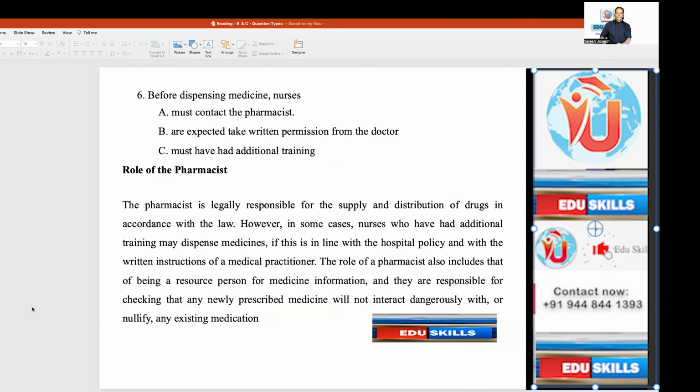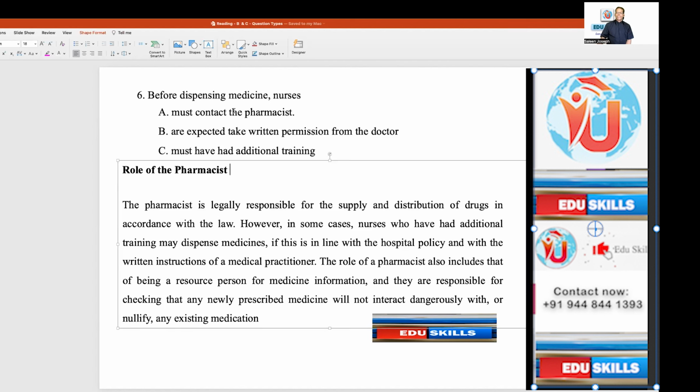Role of the pharmacist. The pharmacist is legally responsible for the supply and distribution of drugs in accordance with the law. However, in some cases, nurses who have had additional training may dispense medicines, if this is in line with the hospital policy and with the written instructions of a medical practitioner. The role of a pharmacist also includes that of being a resource person for medicine information, and they are responsible for checking that any newly prescribed medicine will not interact dangerously with, or nullify, any existing medication.